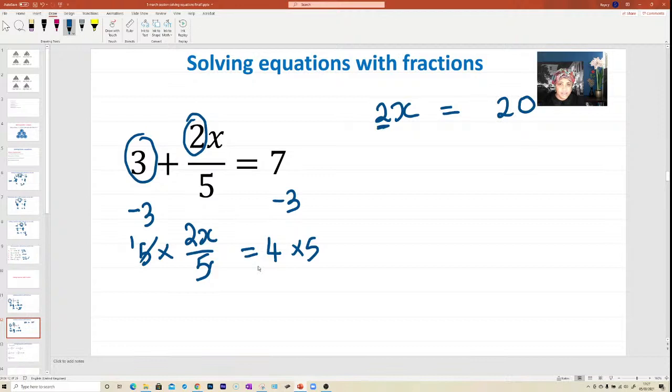I need to get rid of this number here. I don't want 2x. I don't want 2 of them. I want to know how much is 1x worth. Okay, so divide by 2 on both sides. 2 divided by 2 is 1. So x is equal to 20 divided by 2, which is 10.